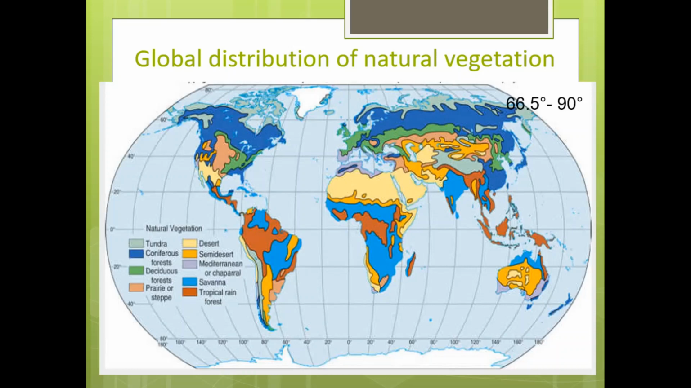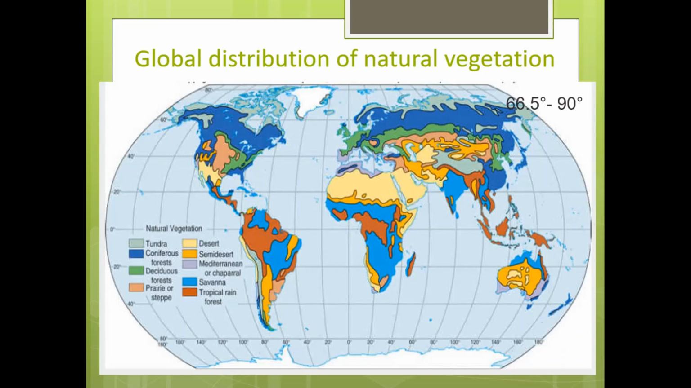Okay, this is a recap of the last lesson. In the last lesson, we looked at the distribution of the natural vegetation, and as you can see here, these are the different types of natural vegetation. We are going to concentrate on tropical rainforests. Mainly, tropical rainforests are found in these areas, and we talked about it in depth in the last lesson as to where they are found.